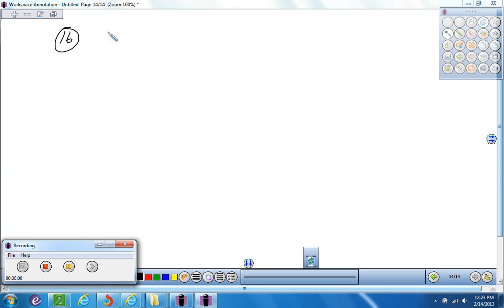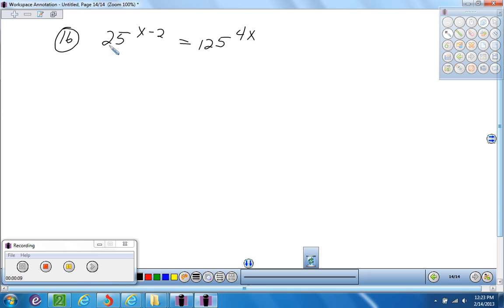Alright, for number 16, we have 25^(x−2) is equal to 125^(4x). We've got to have the same bases. So we can rewrite this as 5 squared, and we can write this as 5 cubed, because what we've done here is replace the bases and rewrite them in terms of 5.